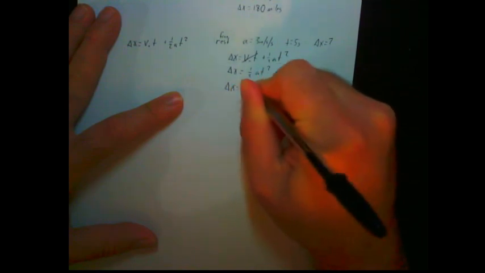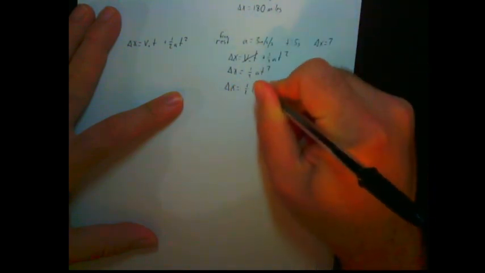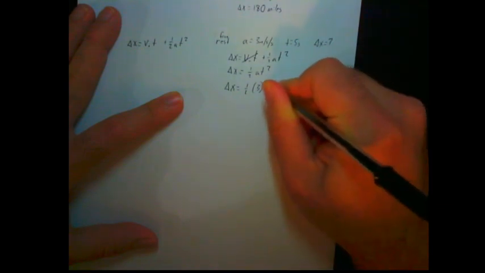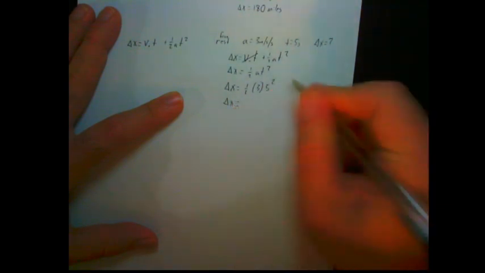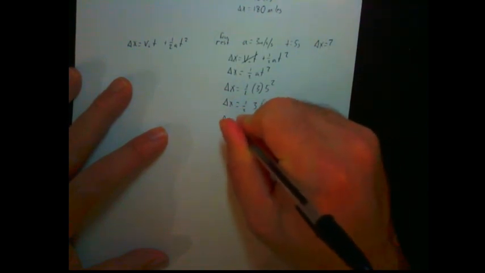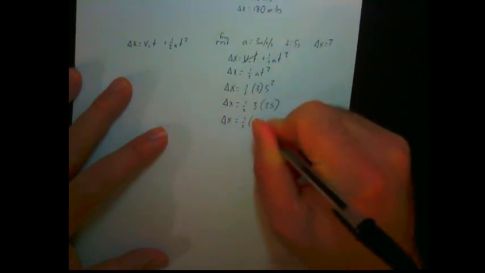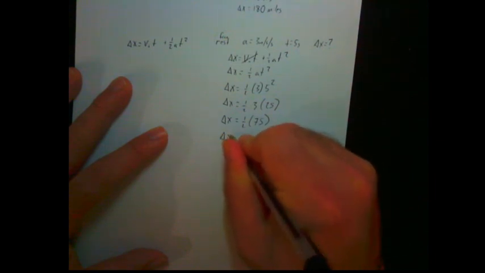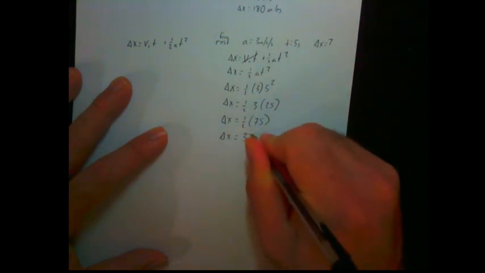Delta x equals 1/2. The acceleration is 3. The time is 5 squared. Delta x equals 1/2 times 3 times 25. I picked fun numbers. So 25 times 3, of course, is 75. Divided by 2 is 37.5. Delta x equals 37.5 meters.